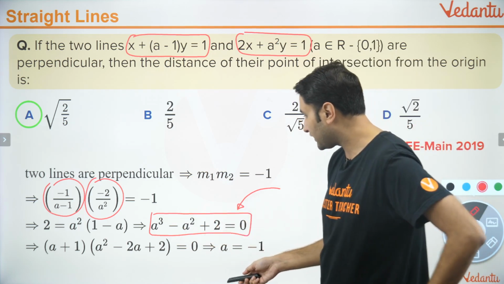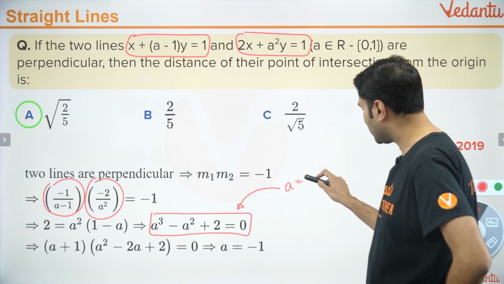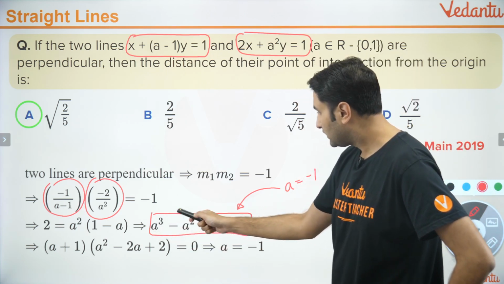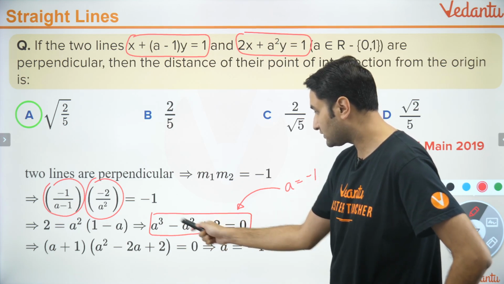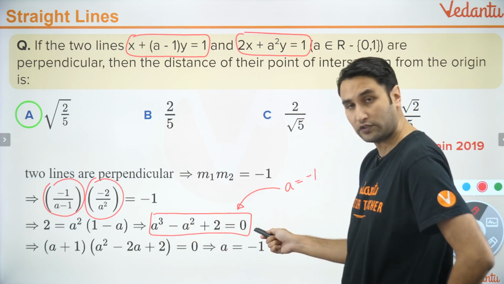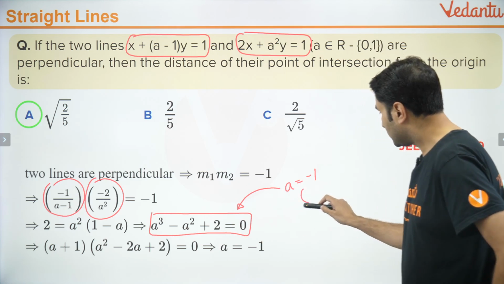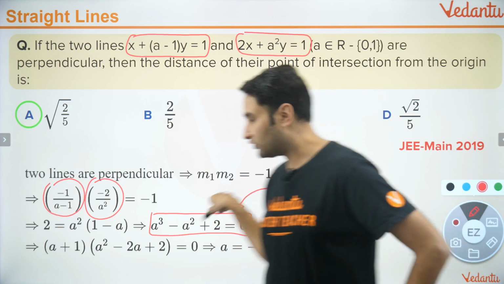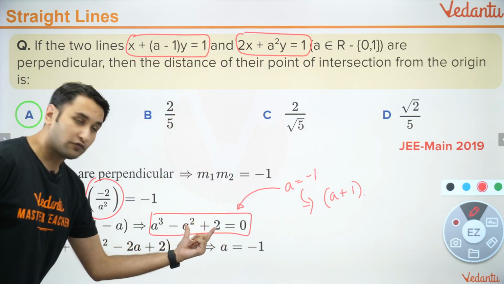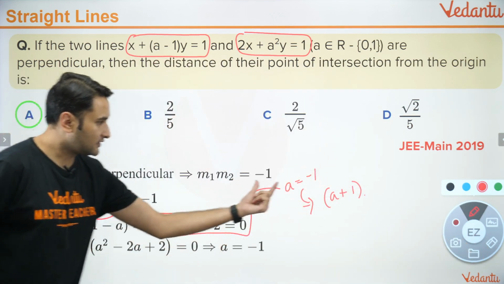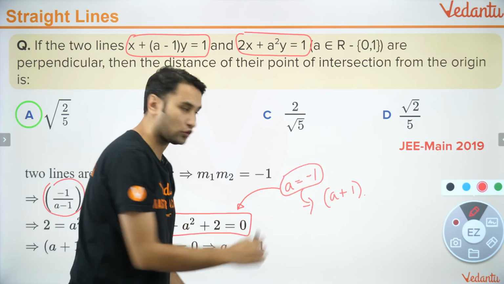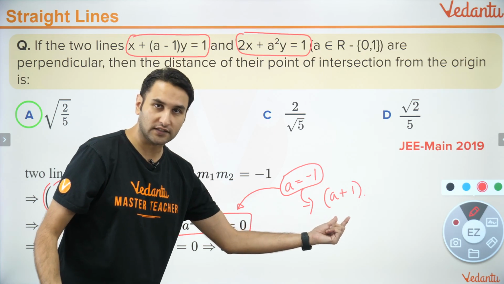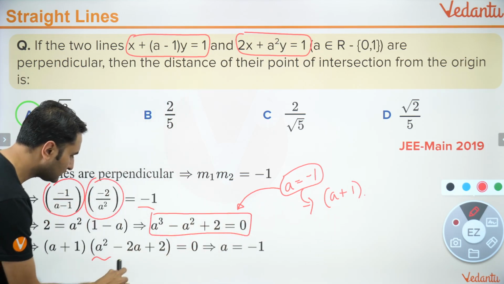What is satisfying it? When you put a is equal to minus 1, what does it become? Minus 1 minus 1 minus 2 plus 2, that is 0. So one of the roots is a equal to minus 1, which implies one of the factors is a plus 1, by the factor theorem. Can you find out the other factor?